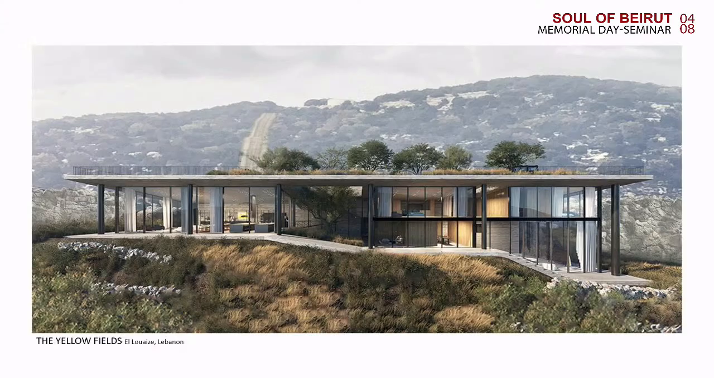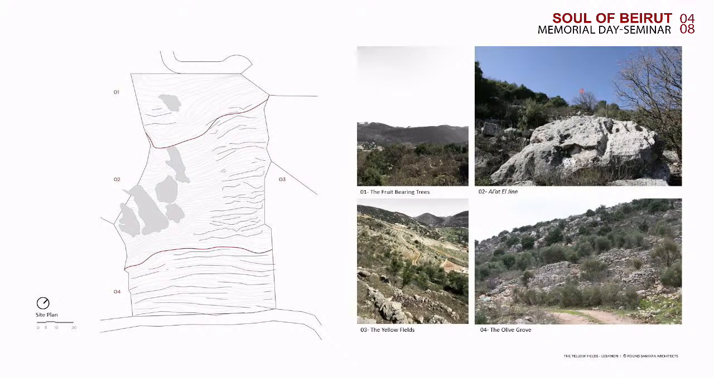Okay, so we're moving on to another project that we did just before the explosion, actually. This is in the south of Lebanon. It's a very steep site. It's an interesting site because it's very rocky. It has three or four different zones, including the middle part, which is gray on the screen, called Al-Atijin, which is sort of the devil's bastion or something.